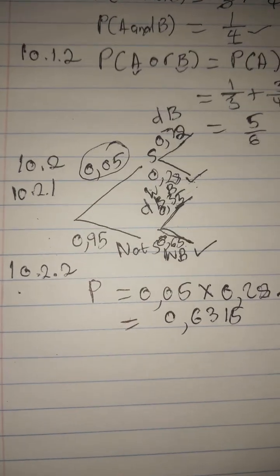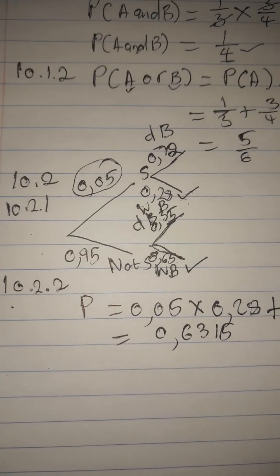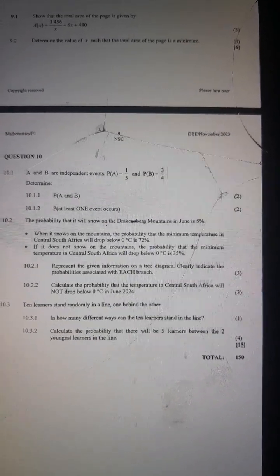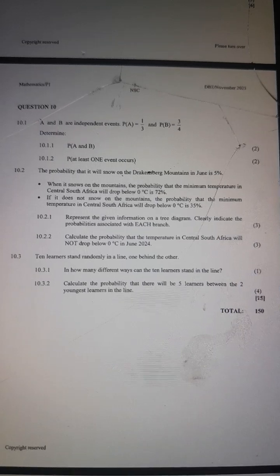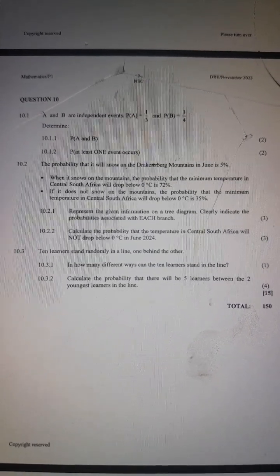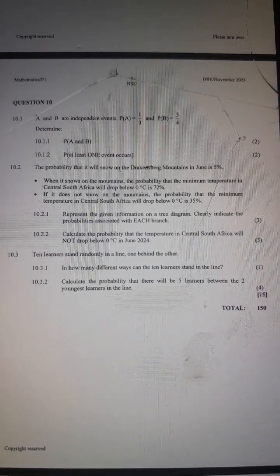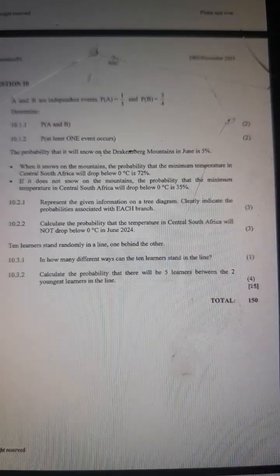Just follow instructions. Then we are at our last question, which is 10.3. 10 learners stand randomly in a line, one behind the other. In how many different ways can the 10 learners stand in a line? Well, there are 10 ways that the learners can stand. That means it will be 10 factorial. In other words, it's 10 times 9 times 8 times 7 times 6 times 5 times 4 times 3 times 2 times 1.